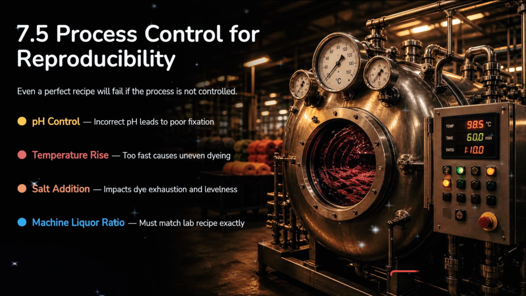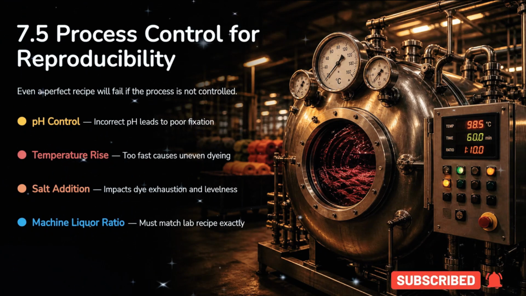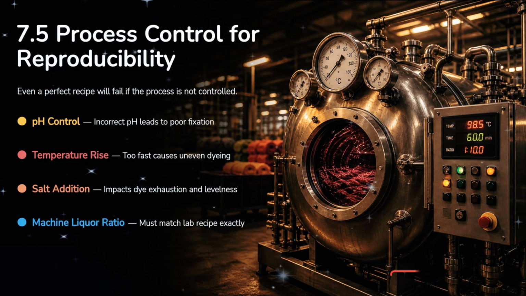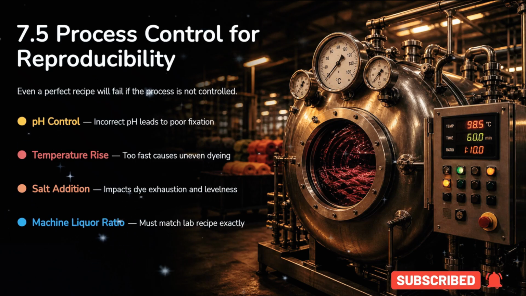Process control is essential for reproducibility. Uncontrolled processes can ruin even a perfect recipe. Focus on critical parameters such as pH control, temperature rise rate, salt addition, and maintaining the machine liquor ratio precisely.